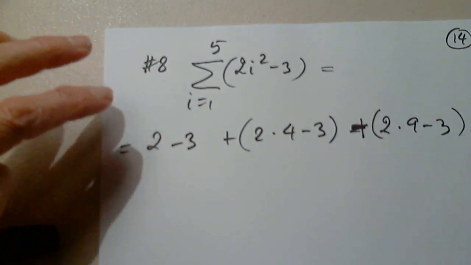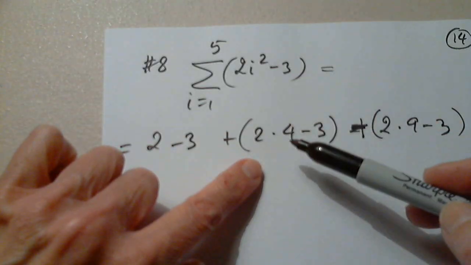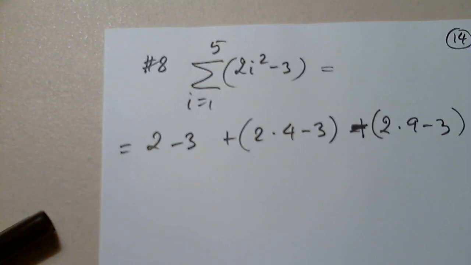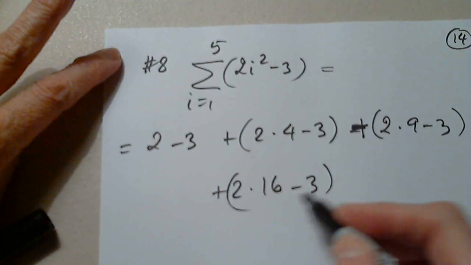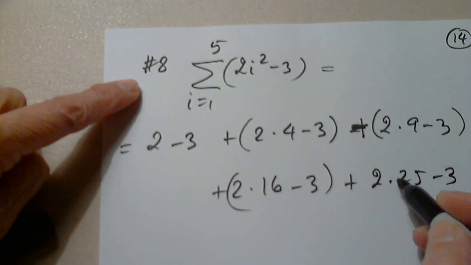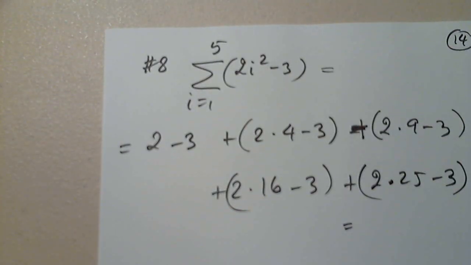So where was I? 2 times 1 minus 3, plus 2 times 4 minus 3. Now 3: 2 times 9 minus 3. Now 4, plus 2 times 16 minus 3. And plus, last one, 5: 2 times 25 minus 3. And now we will put this in the graphing calculator.